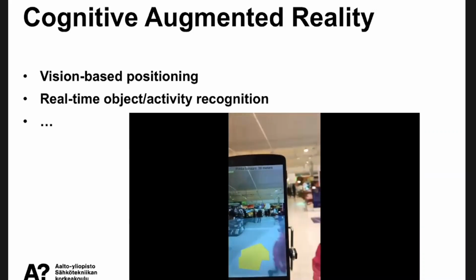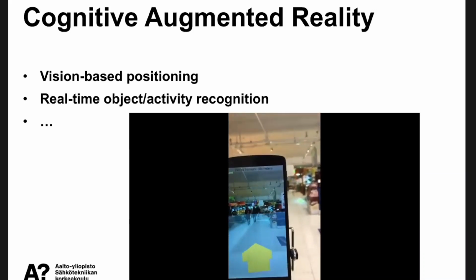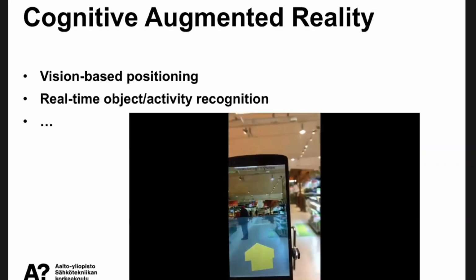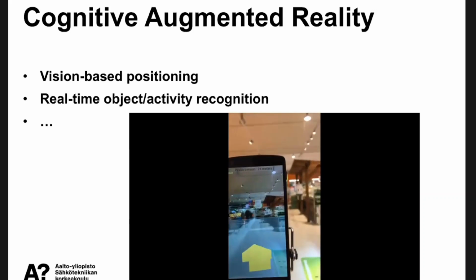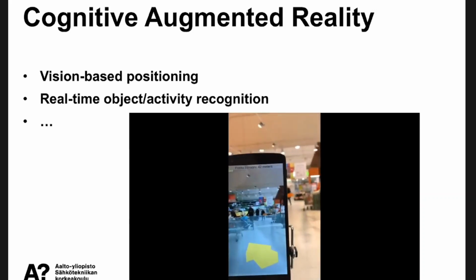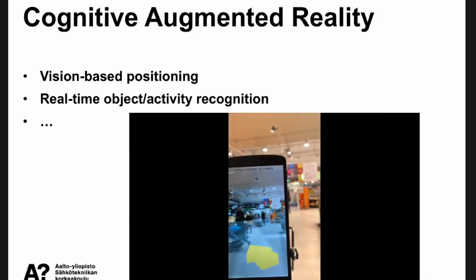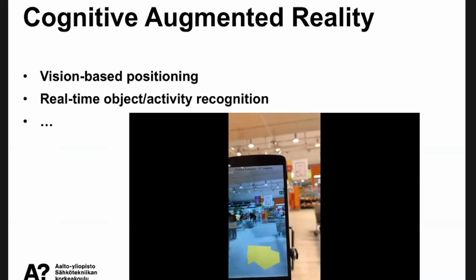For example, in this case, it's looking for some banana. So it guides you to the area. The server keeps processing those video data or image data, and then sends you back this update.